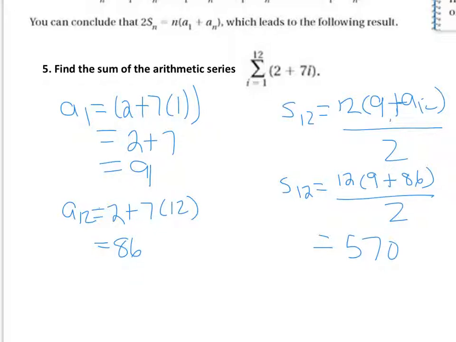So key pieces, remember, d is the common difference, a sub 1 is the first term, a sub n is the term you're looking for. And series means you're finding the sum of the sequence.